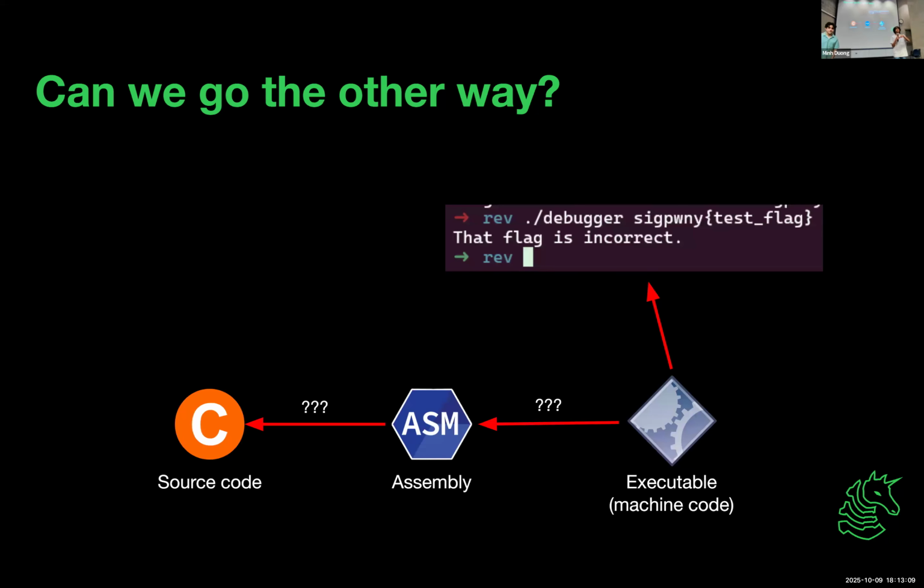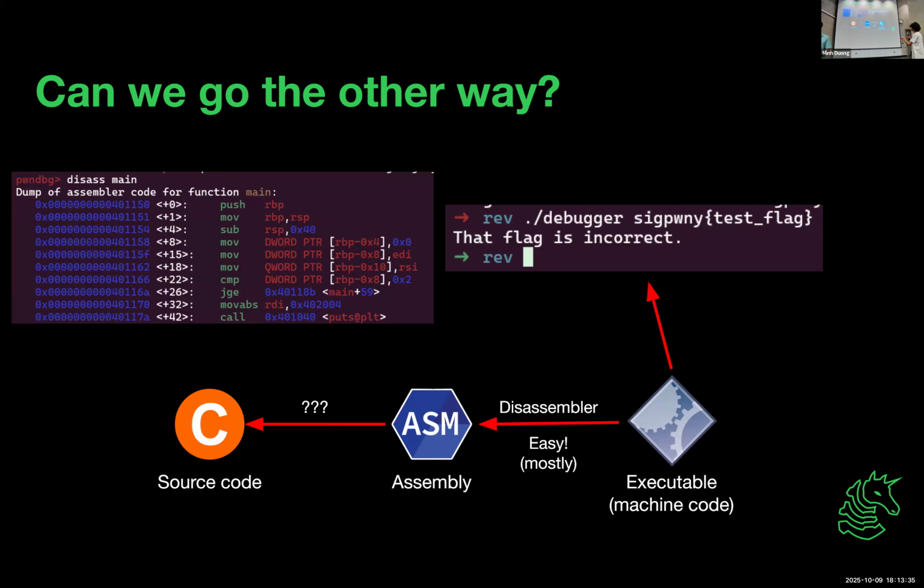But we can also go the other way. For example, if we have an executable, which is what you click on when you click on an application here, it's an executable. If you want to go the other way, we can turn that into assembly and turn that into source code. But the big question is how, because that's a complicated process, right?